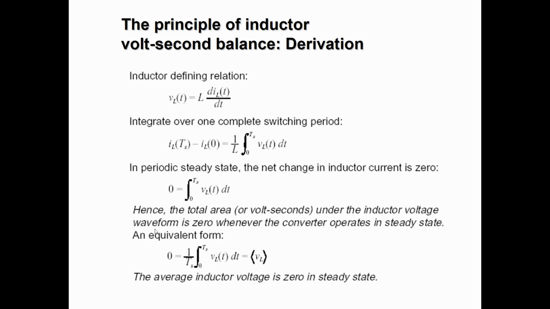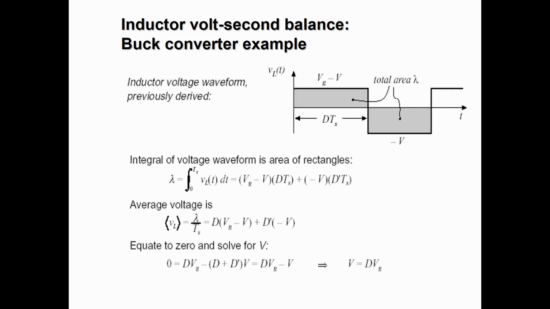Or we can also say that the total area under the inductor voltage waveform is zero whenever the converter operates in a steady state. So when there is a current change, there will be a change in the inductor current. But when the converter operates in a steady state, then the net change in the inductor current will be zero. So we can apply this condition to the position 1 and position 2 equations. Like this was the waveform that we have derived.